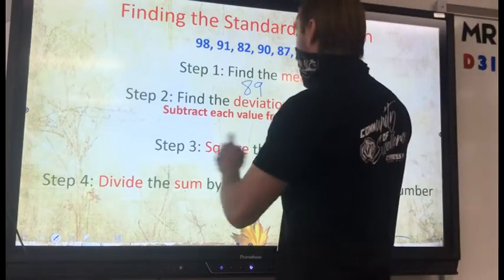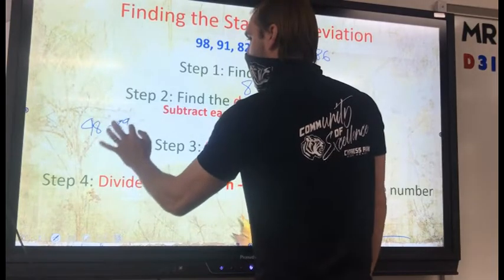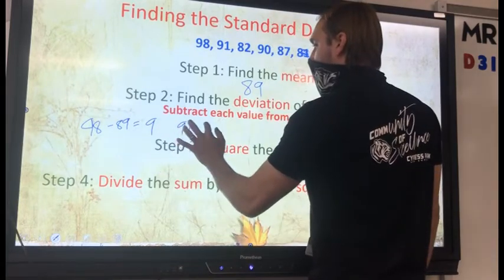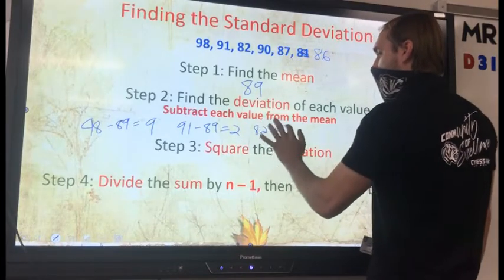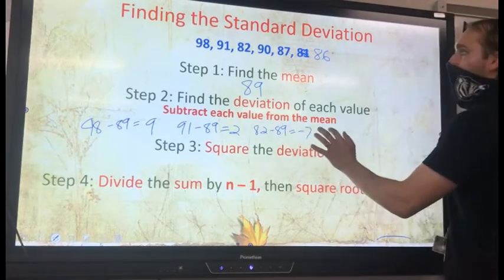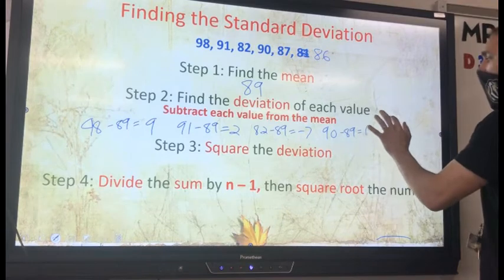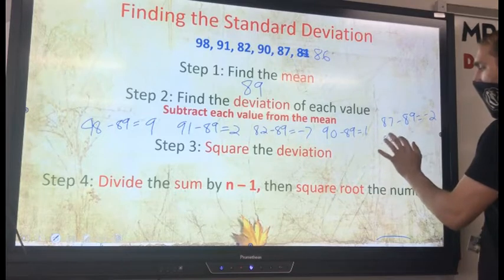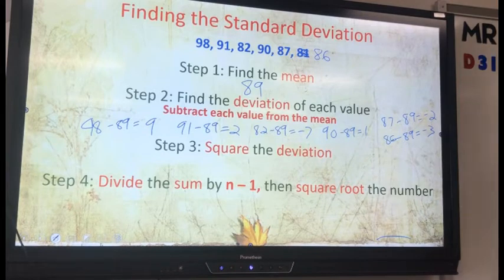Next, find the deviation of each value from the mean. So 98 minus 89, should have gotten a 9. 91 minus 89, 2. 82 minus 89, negative 7. 90 minus 89, 1. 87 minus 89 is a negative 2. And 86 minus 89 is a negative 3. Should have gotten that for your deviations. So far, so good.